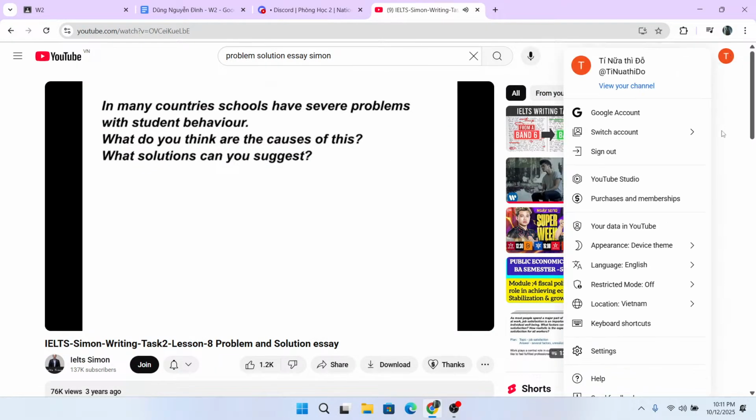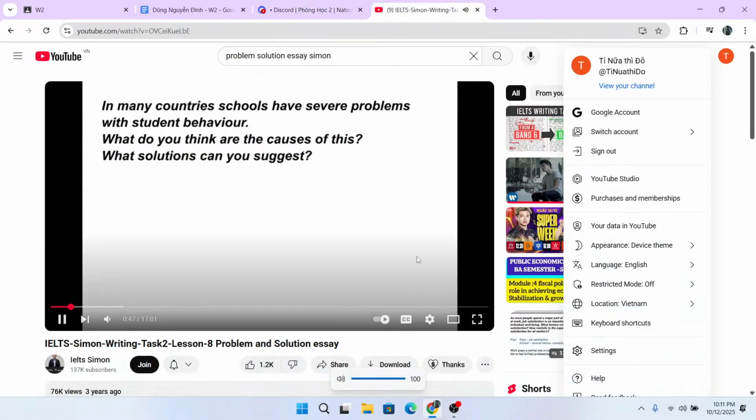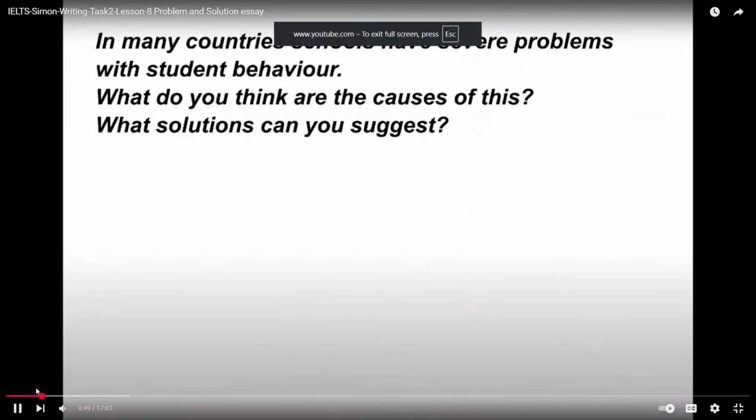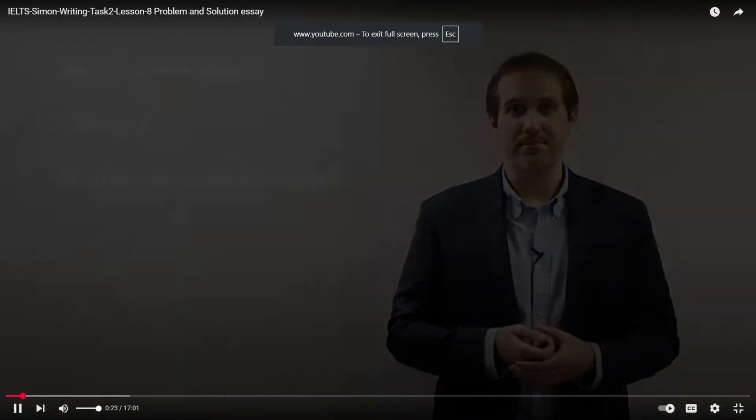Behavior. What do you think are the causes of this? What solutions can you suggest? First, you need to plan the question that we're looking at. Today's problem and solution question comes from Test 4 in Cambridge IELTS Book 4. And as usual, I'm going to show you how my students and I wrote an essay for this question.